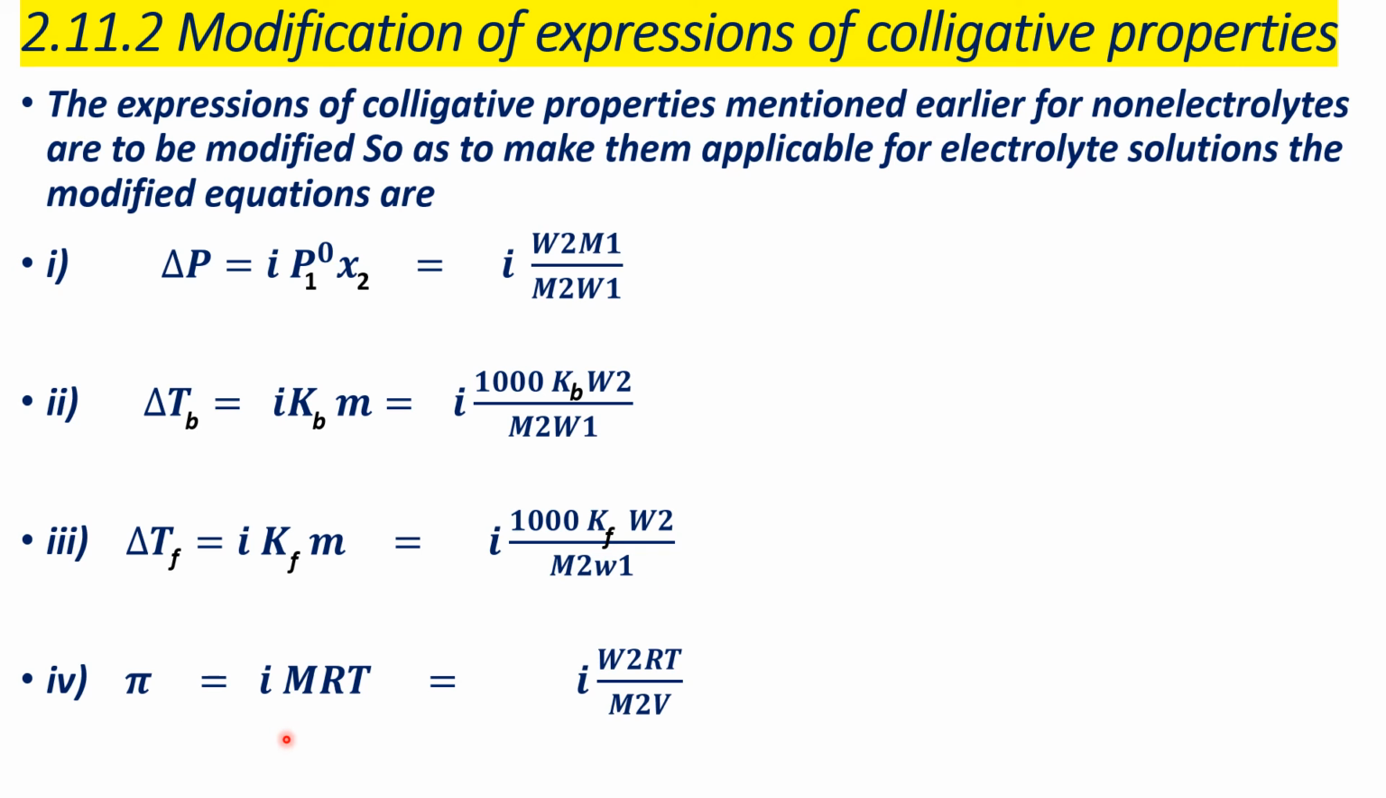In equation number 4, pi is equal to i into C R T, is equal to i into W2 R T upon M2 V. These four equations you have to simply memorize. First for vapor pressure, then elevation of boiling point, then delta Tf, that is freezing point, and last is osmotic pressure. Okay, next.